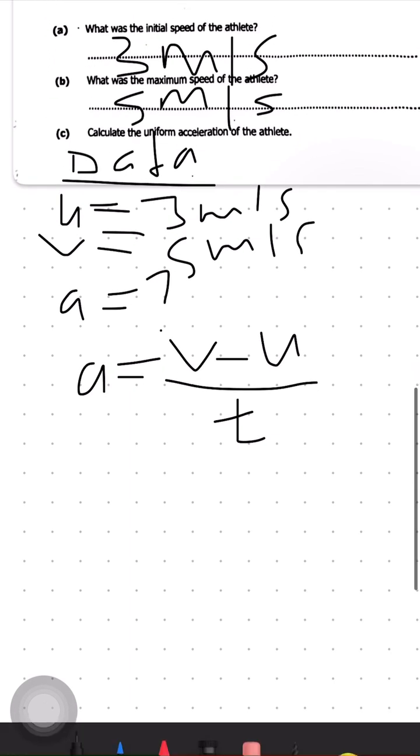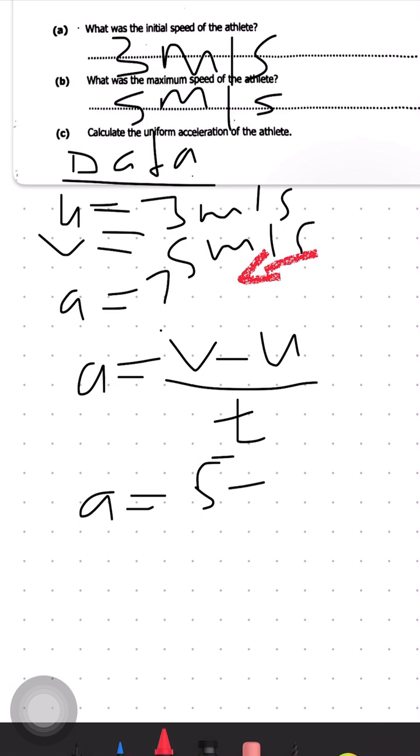Let's move down. So now acceleration is equal to, what was v from the data? V is this, which is 5. So I'm going to say 5 minus, what was u? U is this. So I'm going to say 3 over time. Did you write time in the data? Not really. So we also needed to indicate time there.